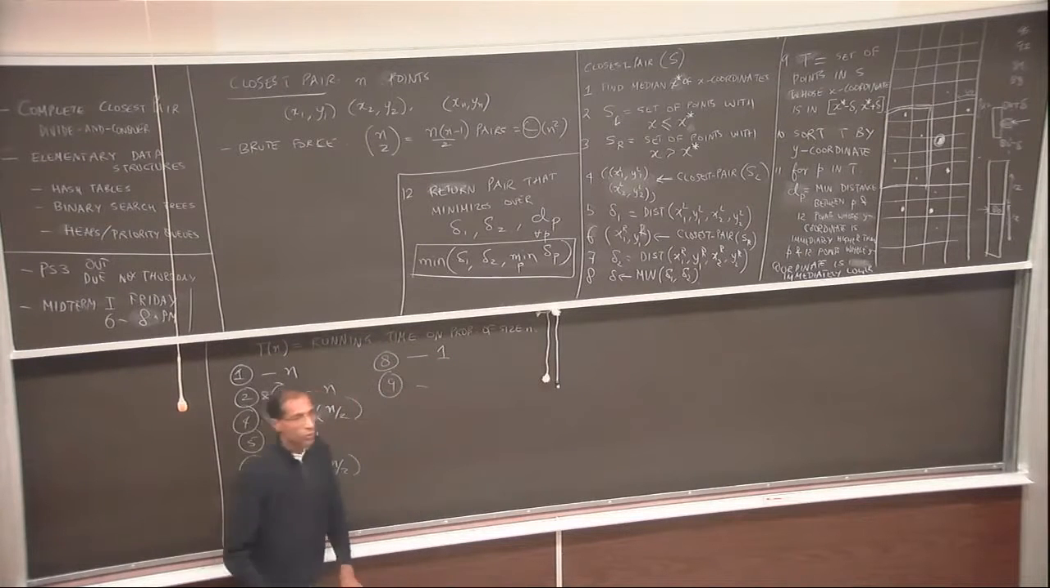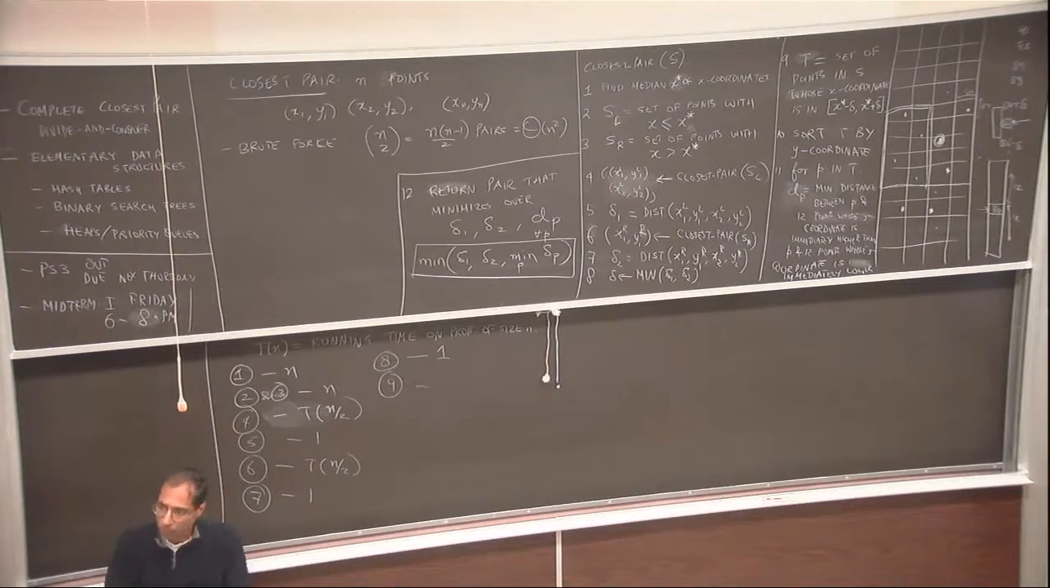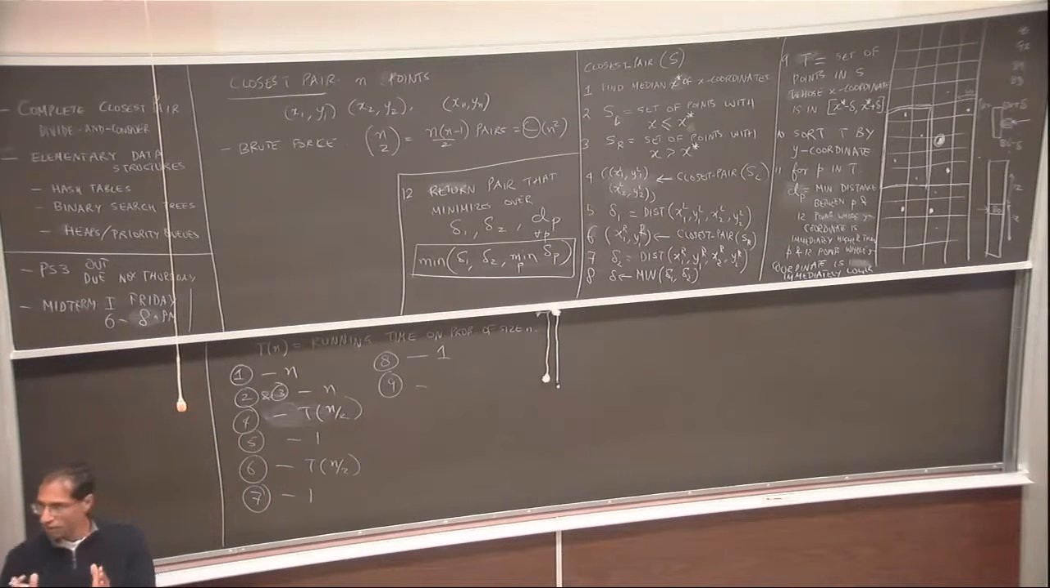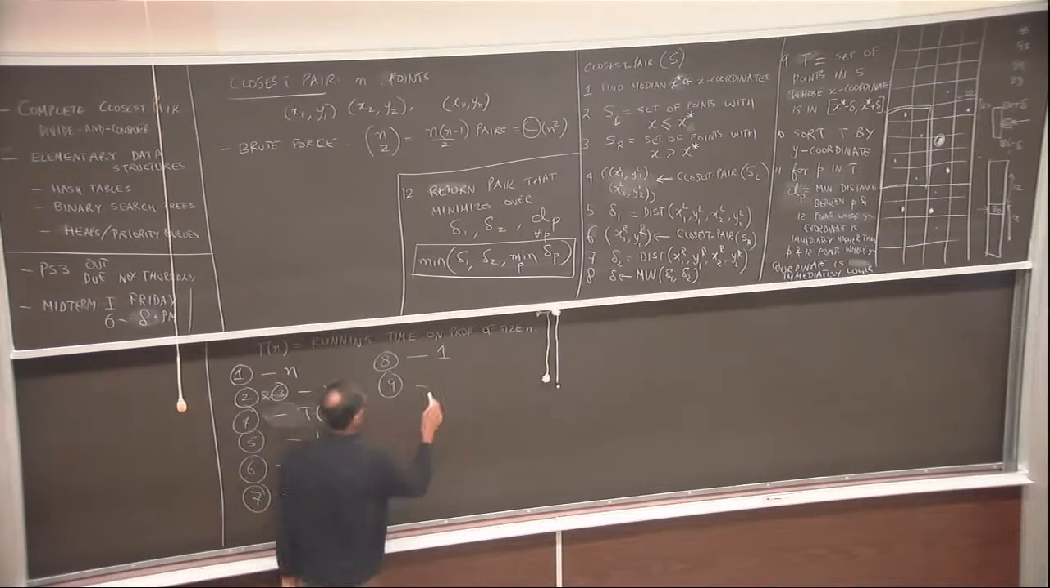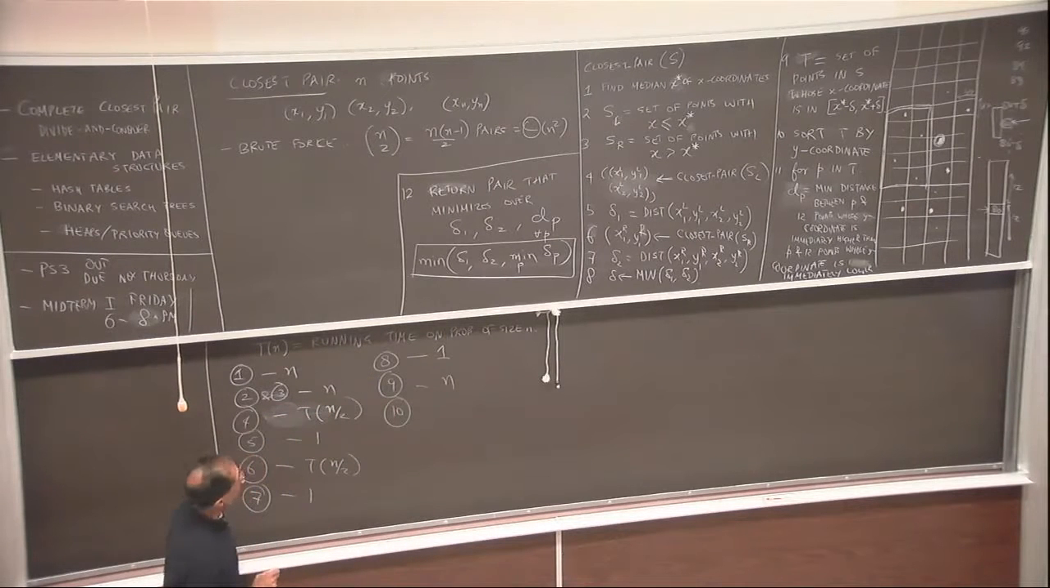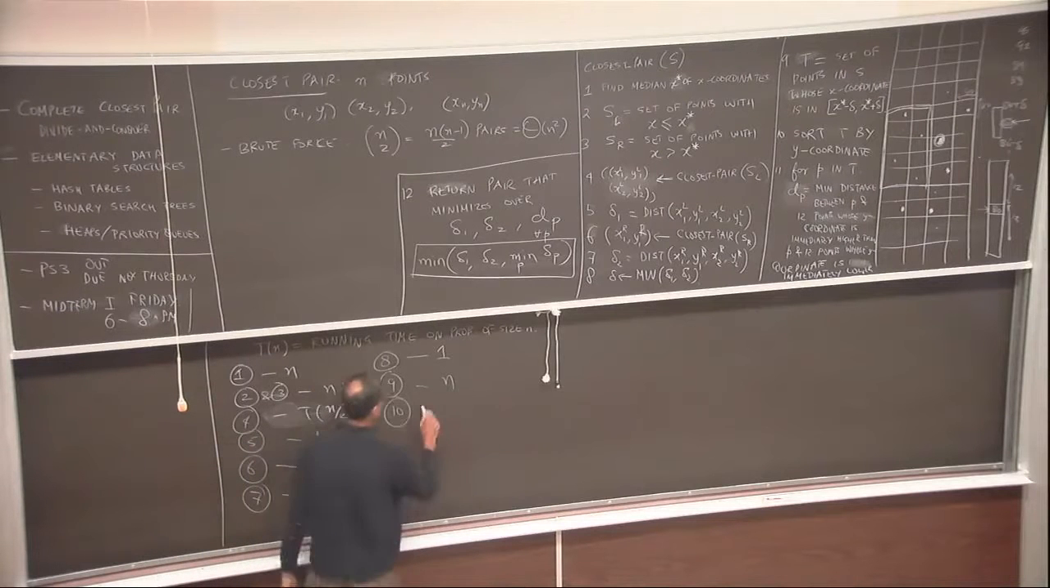Step 9 is I went through all the points and put, sorry, not half of them, I put all those points that are in this middle region. So that's n. Step 10, sort. Whenever I do sort, I will try to use the best algorithm I possibly can. And the best sorting algorithm takes n log n time, so it's n log n.